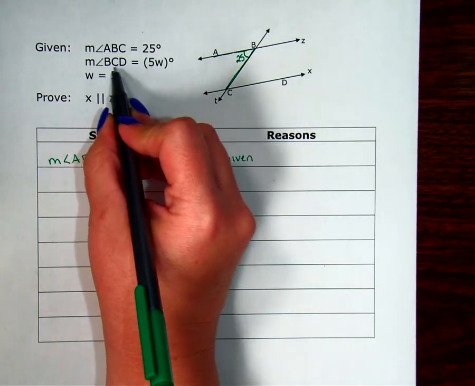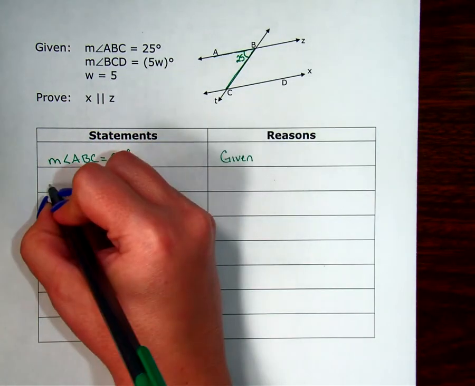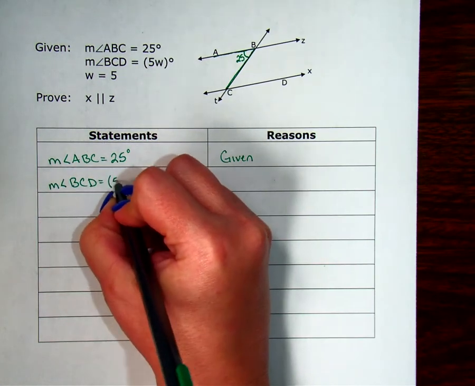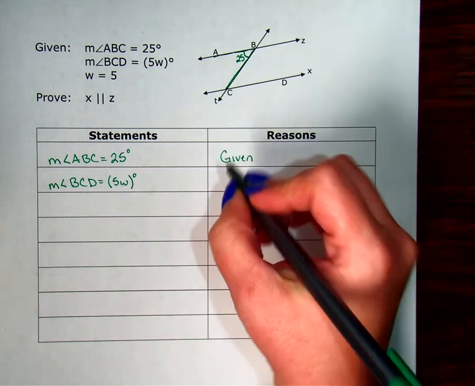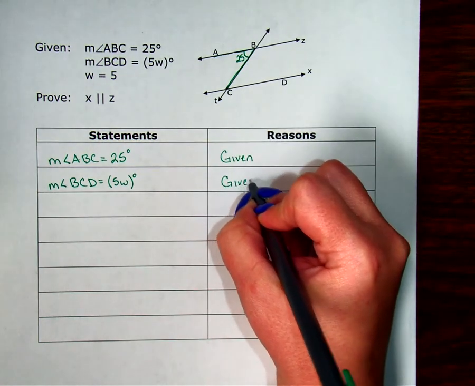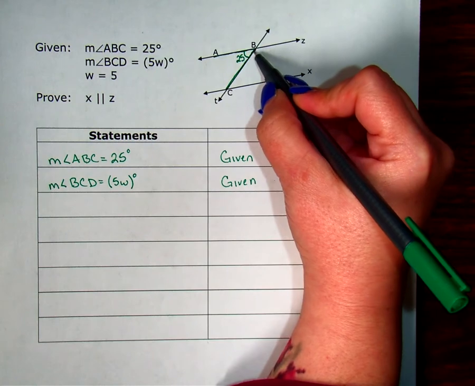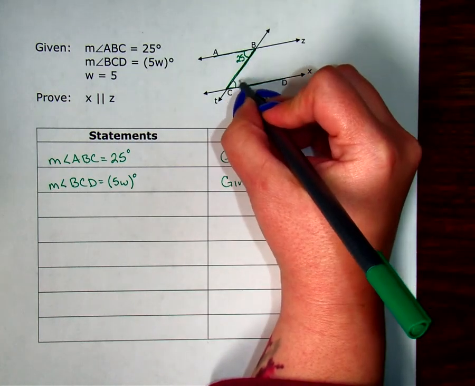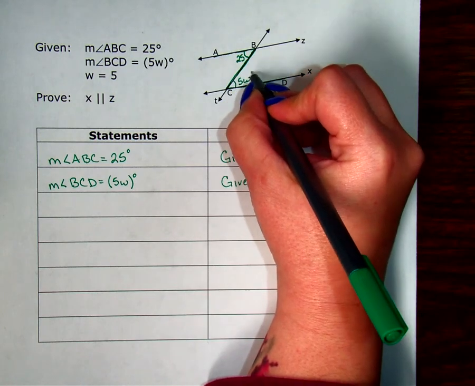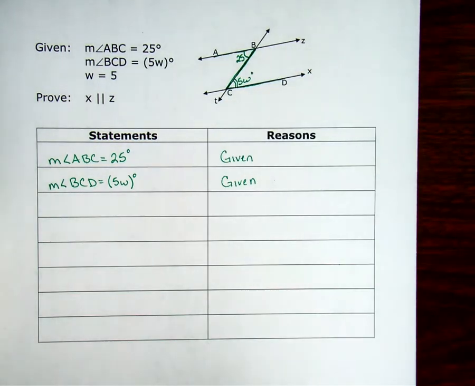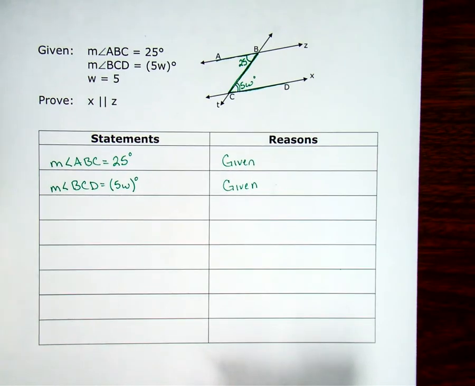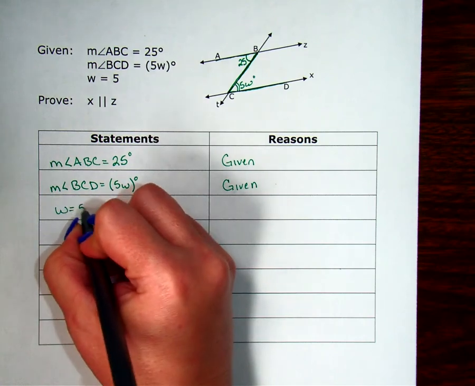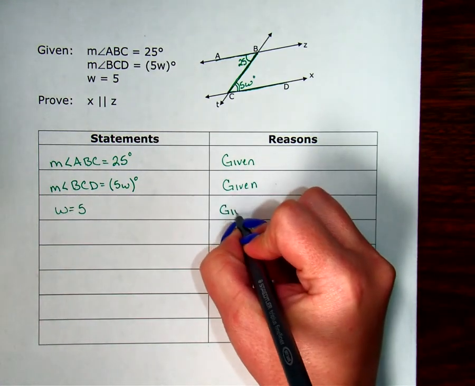The measure of angle BCD equals 5W degrees. So let's see where BCD is. B, C, D, that's this angle under here. All right, and then I know that the W is equal to 5. That was given to me also.